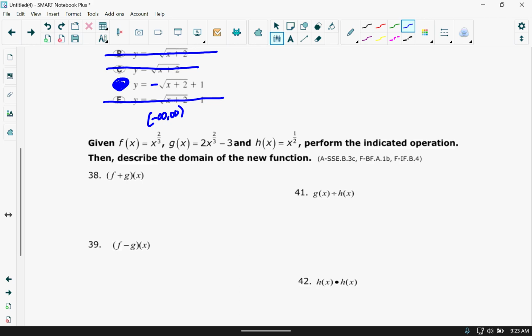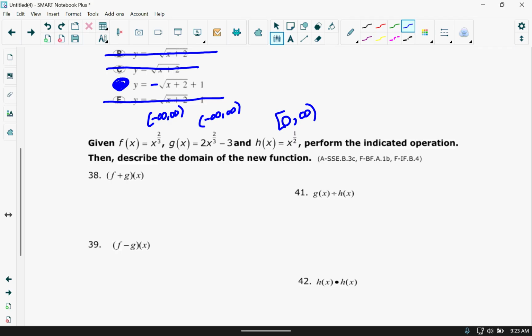G of x is raised to the 2/3 power, which is also a cube root, so that's going to be a domain of negative infinity to infinity. And then x to the 1/2, that's a square root. Square roots have domains from 0 to infinity.